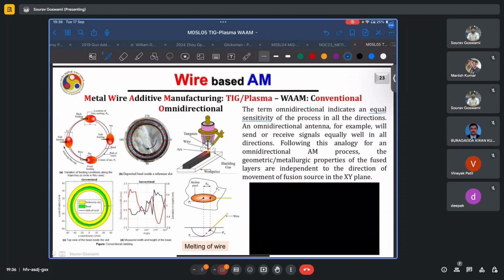Similarly, for a process such as this to be omnidirectional, irrespective of the direction in which we are printing or in which the deposition head is moving, the deposited bead should have similar, or in the ideal case, identical metallurgical and mechanical characteristics. The geometric and metallurgical properties of the fused layers should be independent of the direction of movement of the fusion source in the xy plane. Only then would the process be called omnidirectional.